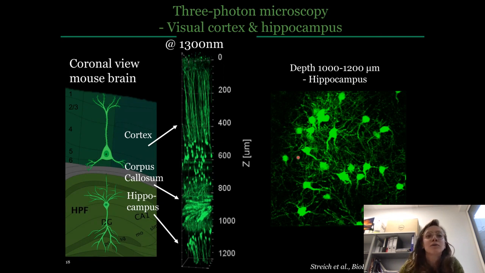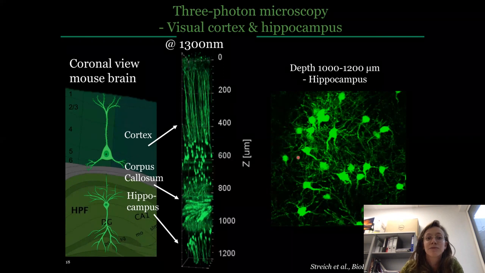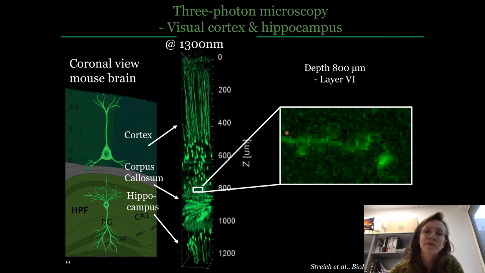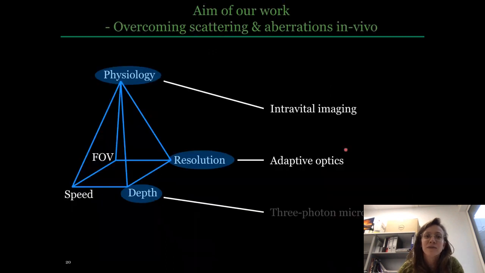But remember, our goal was to achieve near-diffraction limited resolution at large depths, and hence also be able to resolve spines throughout an entire cortical column. And if you have a look at this zoomed image here of the dendrite, you can appreciate that it's rather difficult to tell whether there are spines on this dendrite or not. And that's why I've also worked on two complementary approaches, intravital imaging and adaptive optics, to improve visibility of fine structures deep inside the brain.